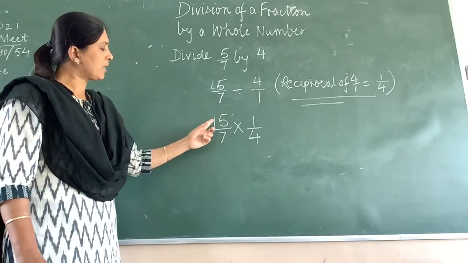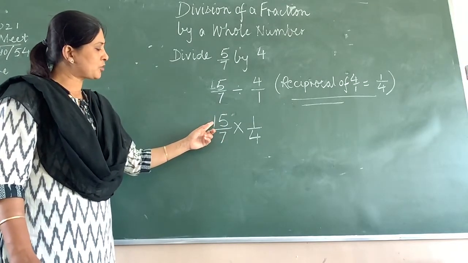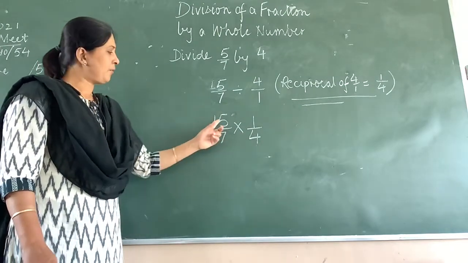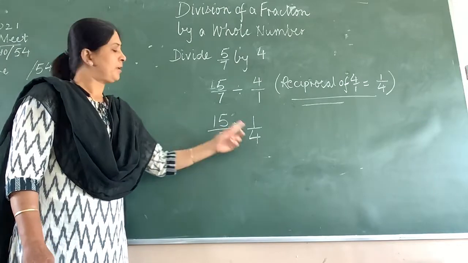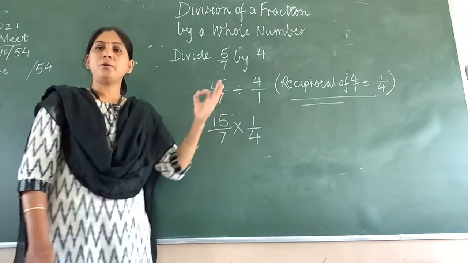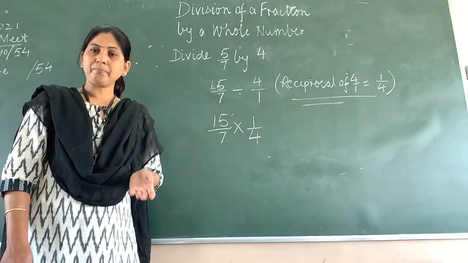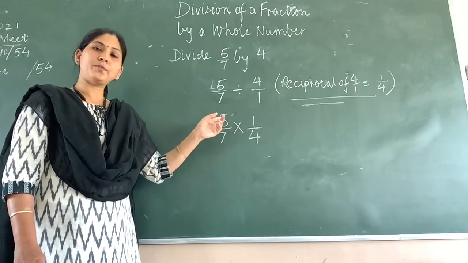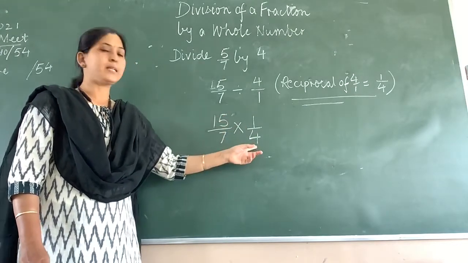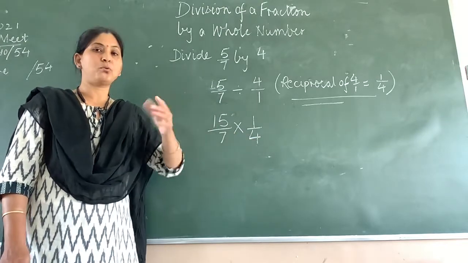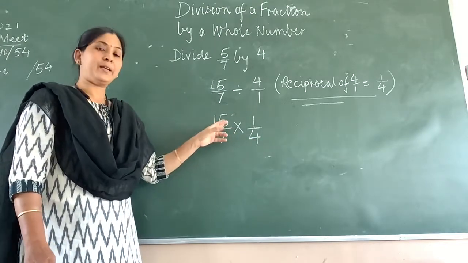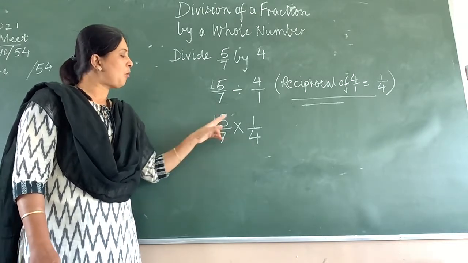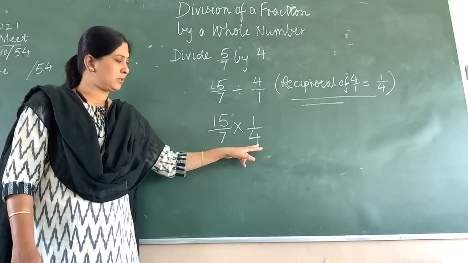Now let us check the numerator of the first fraction and the denominator of the second fraction. 5 and 4. Do 5 and 4 have any common factor? Is there any number which will divide 4 also and 5 also? Now you see, 4 is divisible by 2, 4 and 1, and 5 is divisible by 5 and 1. So they have no common factor.